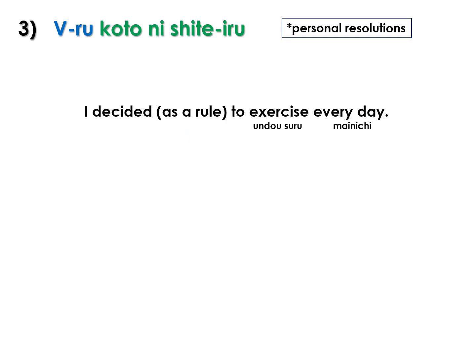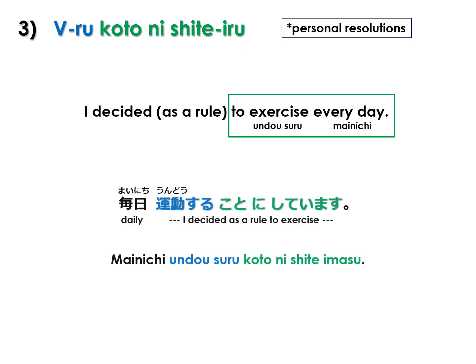Next structure is ru koto ni shite-iru, and we use this to express personal resolutions, like New Year's resolutions. Our sentence, I decided to exercise every day, and we nominalize to exercise every day. In Japanese, 毎日運動することにしています。Again, I omit saying watashi wa because it's understood that I'm talking about myself.